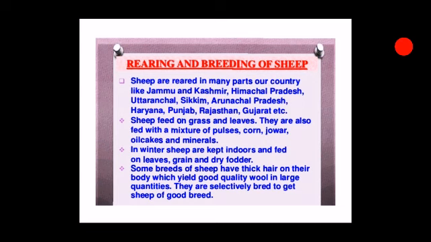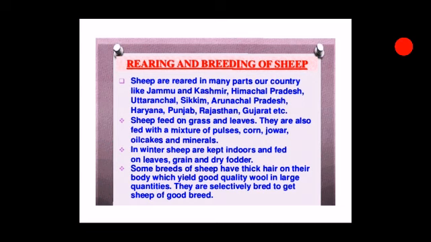Sheep are reared in many parts of the country like Jammu and Kashmir, Himachal Pradesh, Uttaranchal, Sikkim, Arunachal Pradesh, Haryana, Punjab, Rajasthan, Gujarat. So where you will find sheep being reared or raised, they are found in these states of India. In India, which state can you find sheep? You can find them in Jammu and Kashmir, Himachal Pradesh, Arunachal Pradesh, even in Gujarat, Rajasthan, Punjab and Haryana.